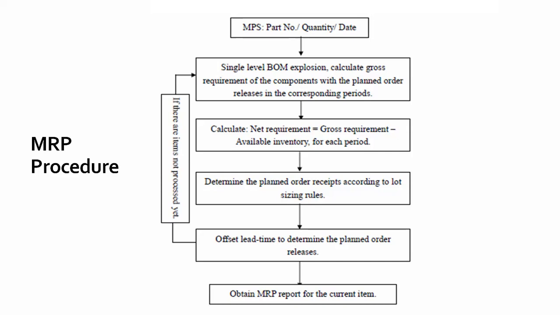And the offset lead time determination is related to the single level BOM explosion, that is, if there are items not processed yet. And then at the last you obtain the MRP report for the current item. So this is the basic flowchart of the MRP procedure, which you have to follow for the different applications of the process.